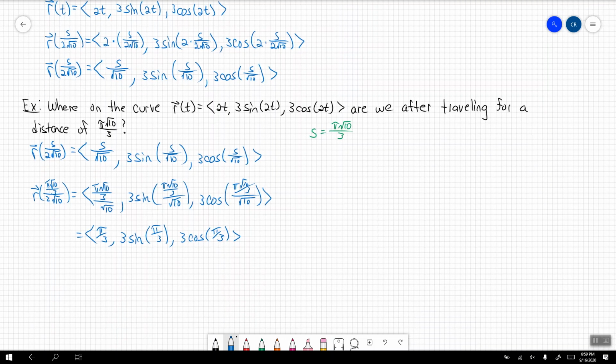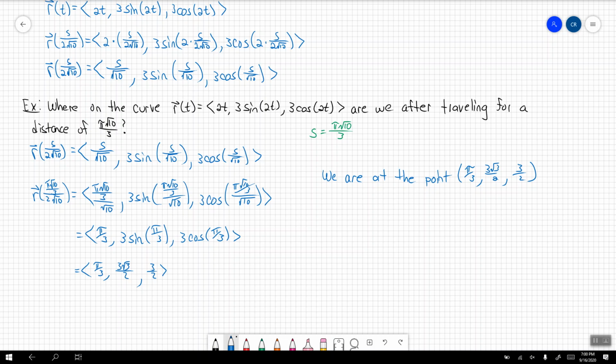So all I want to do now is finish evaluating this specific position vector. Sine of pi thirds, well, pi thirds is 60 degrees, so sine of pi thirds is root 3 over 2. So this is going to be 3 root 3 divided by 2 for the y component. And then cosine of pi thirds is a half, which means this is going to be 3 halves. So we are at the point, the ordered triplet, pi thirds, 3 root 3 over 2, and 3 halves. That is the point that we can intercept this object at if we know how much of that curve this object has traversed. So again, that's pretty amazing.